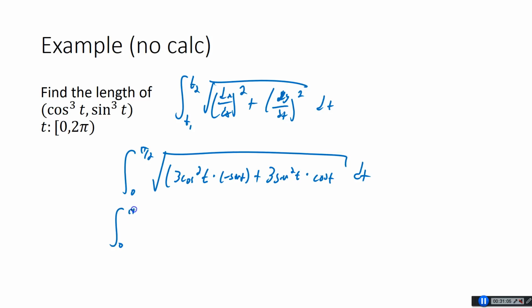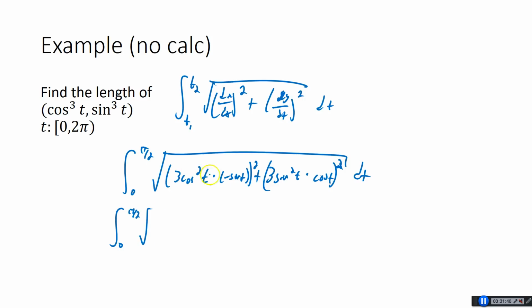So we have 0 to pi over 2, square root. Looks like we can take out a 3 for sure. And then we can take out a sine cosine from both of them. Is that right? Let's see here. Oh, I forgot to square the derivatives. This whole thing should be squared, and this whole thing should be squared. I knew I forgot something. Because I have to square the derivatives, right?